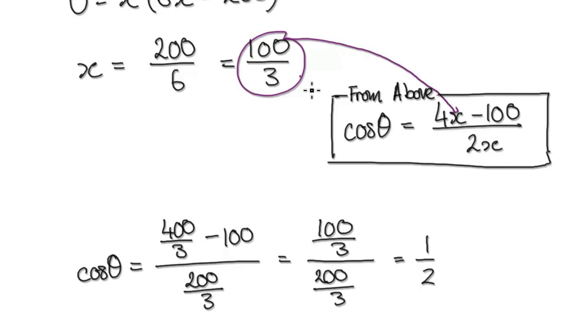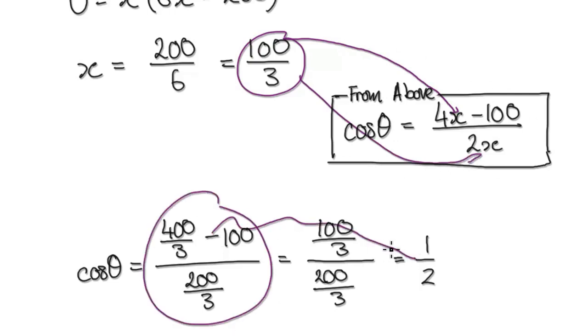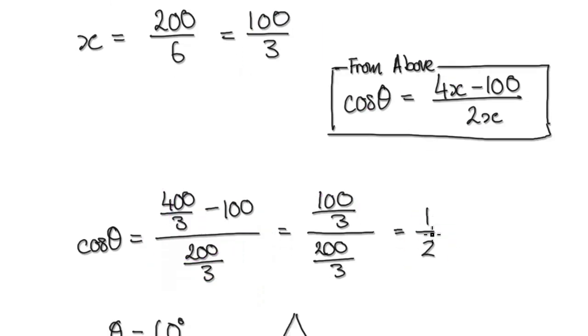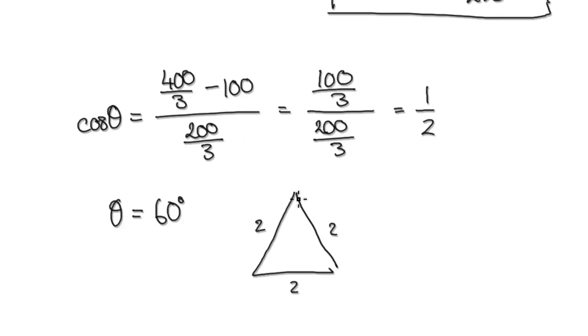So put it into here, put it into here, that will then take you to here, and it turns out, if you tidy this whole thing up, it will be a half. So cos theta equals a half. Visualize your equilateral triangle of length 2, cut it down the middle. This is of length 1. Cos theta is this angle here, which happens to be 60. Well, the angle is 60.